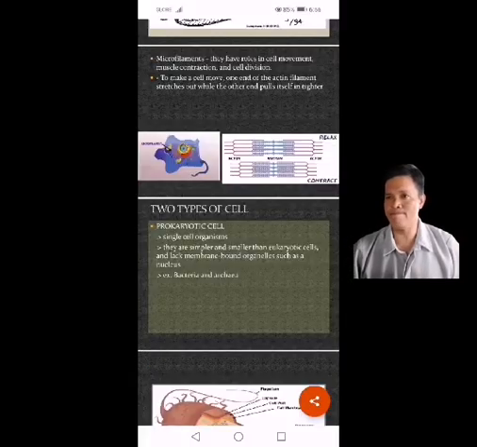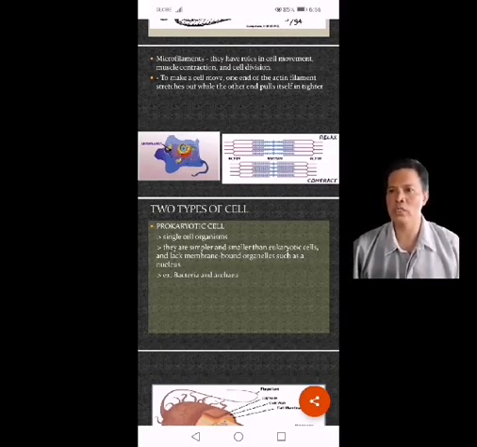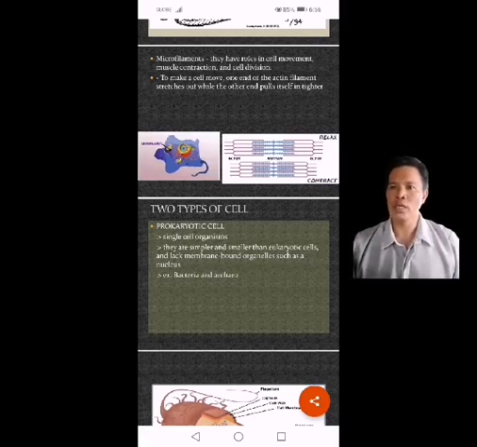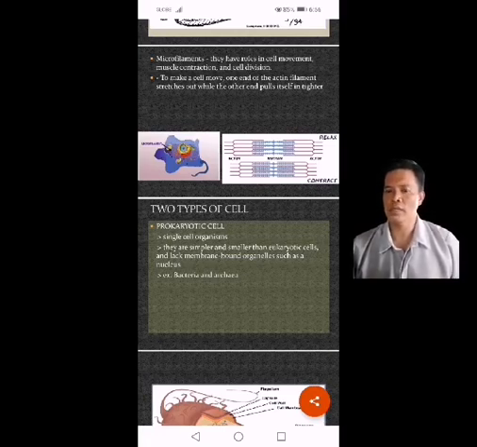And that's the eukaryotic cell. We move to prokaryotic cell. Prokaryotic cells are single-cell organisms. They are simpler and smaller than eukaryotic cells and lack membrane-bound organelles such as a nucleus. Examples of prokaryotic cells are the bacteria and archaea.